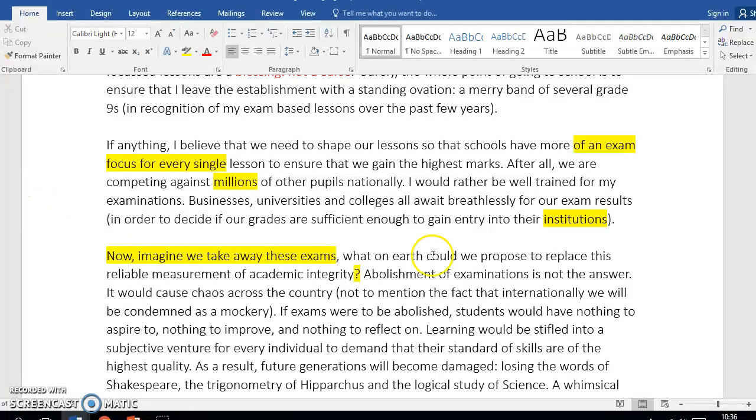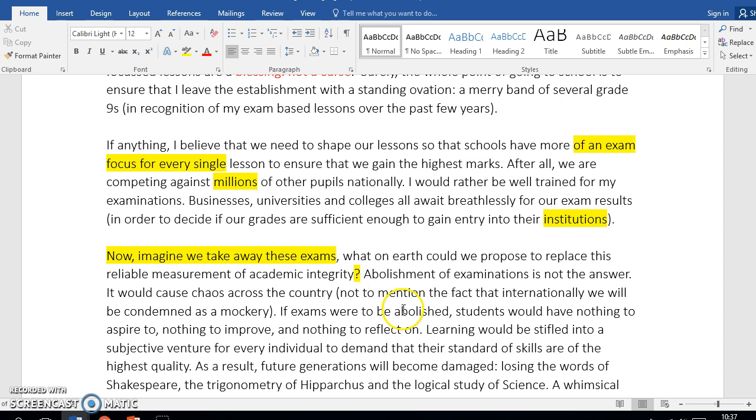"Abolishment of examinations is not the answer." So after that really long sentence, notice this student is now adding that short dramatic sentence. Pow, wake up, notice the change. "It would cause..." So when you explain, you say how something should be done and why it should be done, and why it should not be done if you disagree with it. So this student is explaining why abolishment of the exams should not be done, because "it would cause chaos across the country, not to mention the fact that internationally we will be condemned as a mockery."